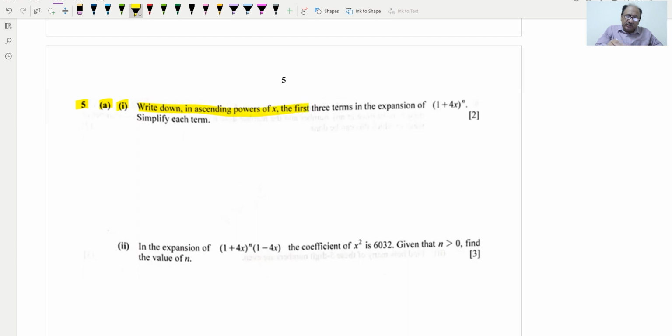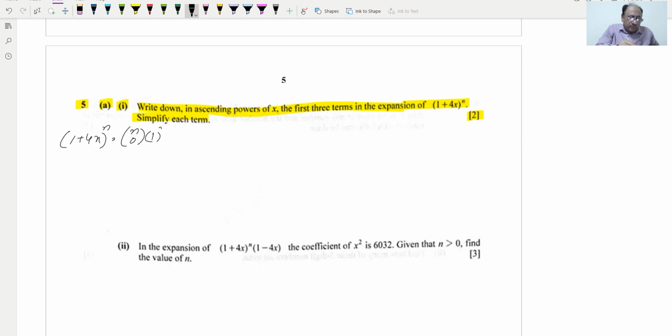Write down in ascending powers of x the first three terms in the expansion of (1 + 4x)^n. Simplify each term. It's a 2-mark question. So we can expand (1 + 4x) raised to the power n. We can write the first term with r = 0 and a = 1.